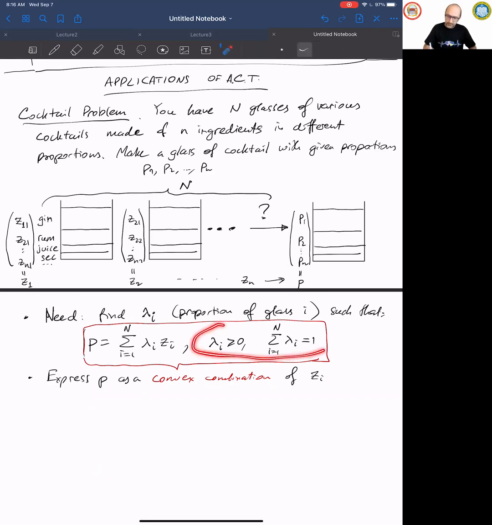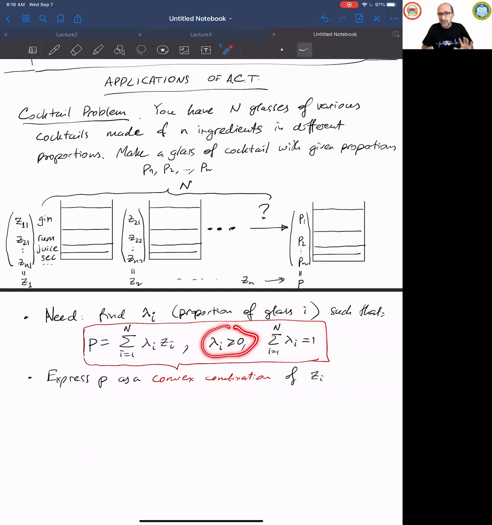If it wasn't for these restrictions, that would just be a system of linear equations, a linear system, P equals 1. We're looking at the lambda i's, which are unknowns, so it's a linear system. Well, this is another linear restriction, so there's going to be one extra equation. That's fine, still a linear system.